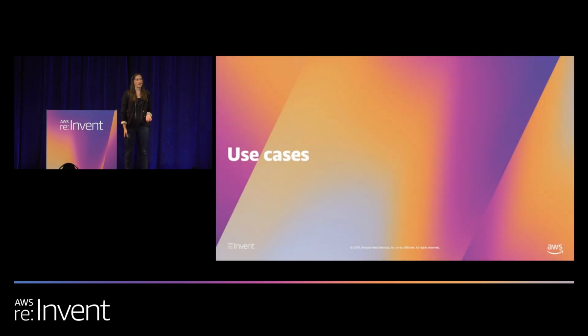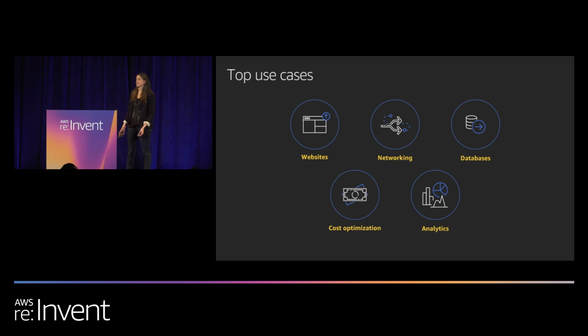So what can you get done on IQ? What kind of projects are we seeing so far? As I mentioned, we launched IQ about 2 months ago, and it's been really exciting to see the types of projects that have emerged so far. I'm going to go through our top 5 use cases and show you some examples of real projects that have been posted by real customers so far. Our top 5 use cases are websites, networking, databases, cost optimization, and analytics. Let's talk about each of them in a little bit more detail.